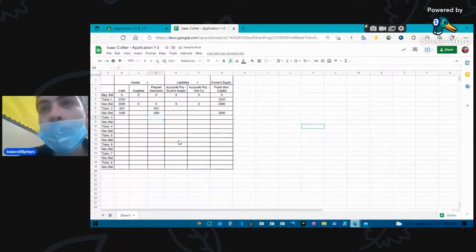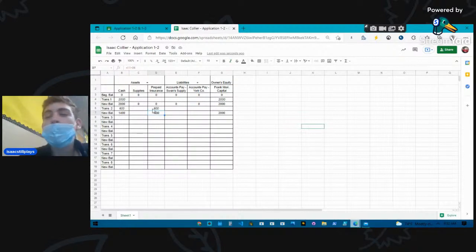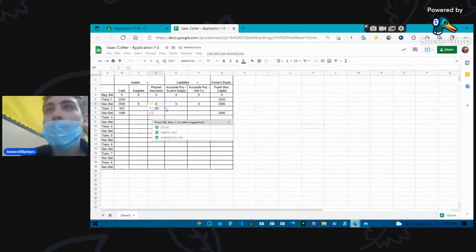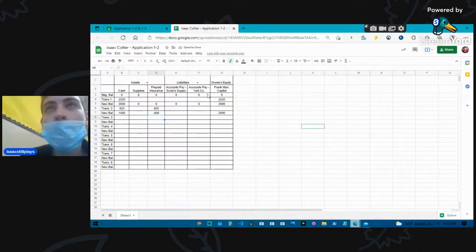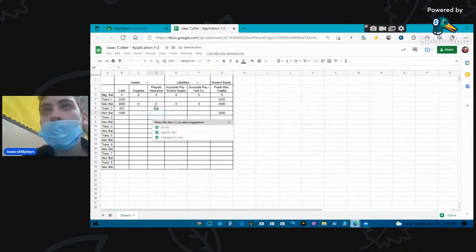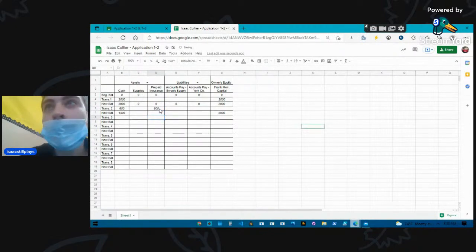Okay. So now, if $600 cash was gone away, you bought insurance, what other account does it affect? You bought insurance. I add to where? You bought insurance. There you go, you bought insurance.